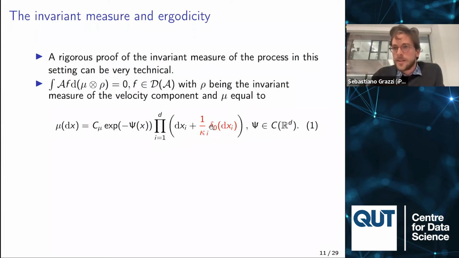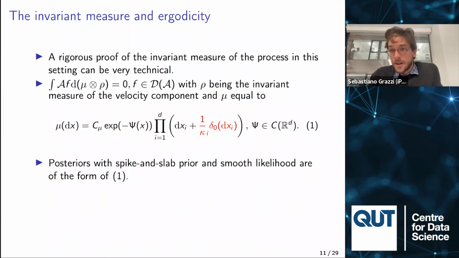And you can see already the similarity with spike and slab priors. In particular, actually, spike and slab prior and smooth likelihood fall within this class of targets. So you can use it when you have a spike and slab prior. But it's not the only class of priors that you can use.